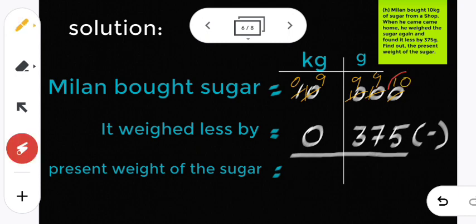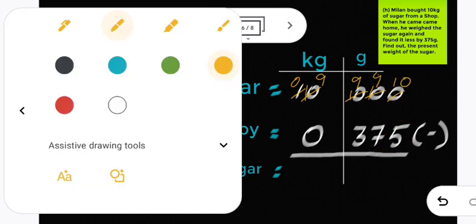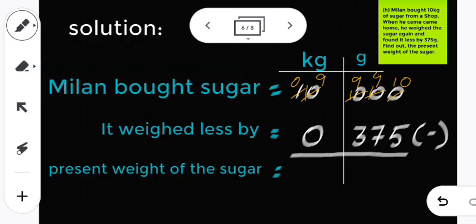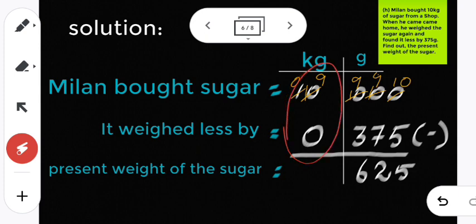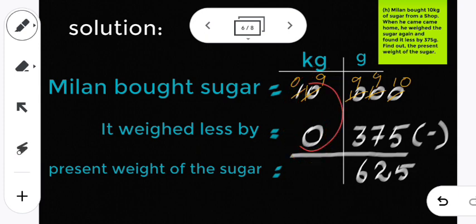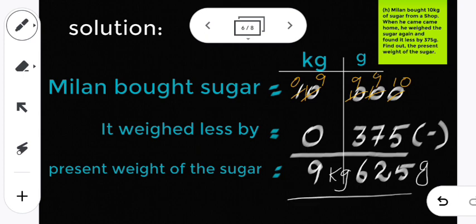Okay, so now we have 10 and 5. You can minus now. 10 minus 5, 5. Again here 9 minus 7, 2. Again here 9 minus 3, 6. Again here nothing is left, 0 is there, so 9 minus 0, 9 only. So the present weight of the sugar is 9 kg 625 gram. This is the present weight of the sugar.